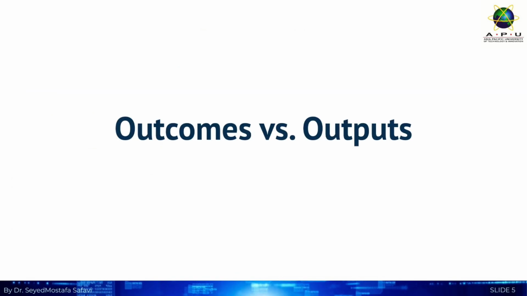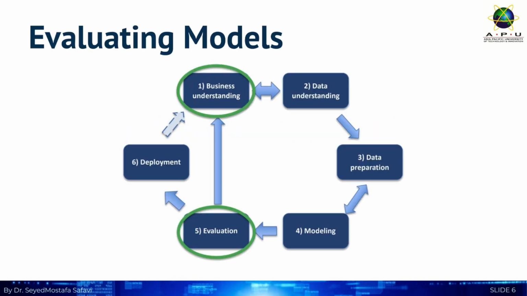Here's a crucial distinction that separates a good project from a great one: outcomes versus outputs. What's the difference between doing well and being successful? An output is the technical score, while an outcome is the real-world impact. How do we know if our model is a genius or just lucky? We need a report card. This section is all about evaluating models, the language we use to measure and compare performance.